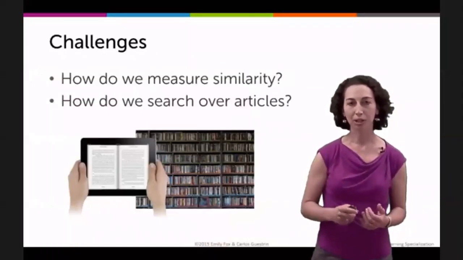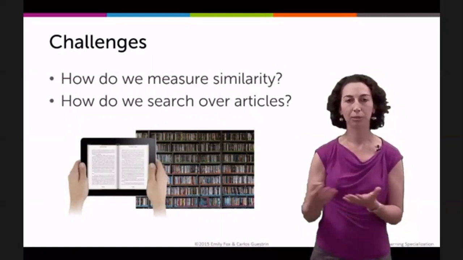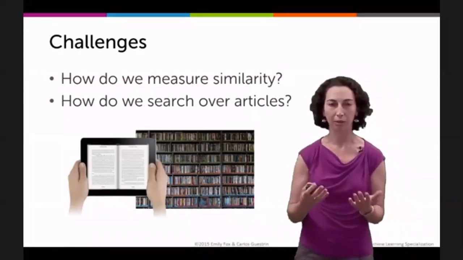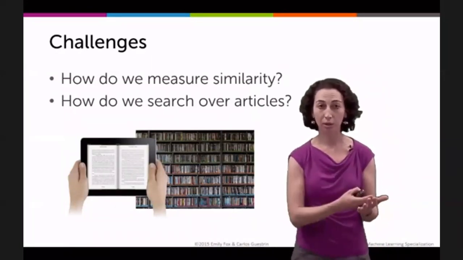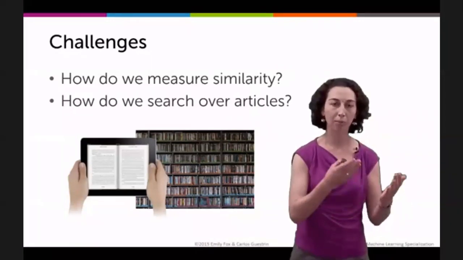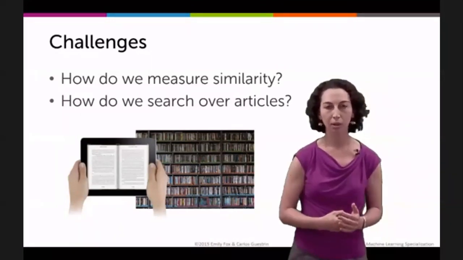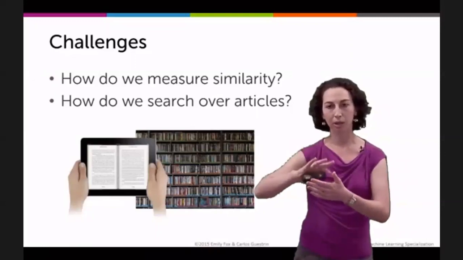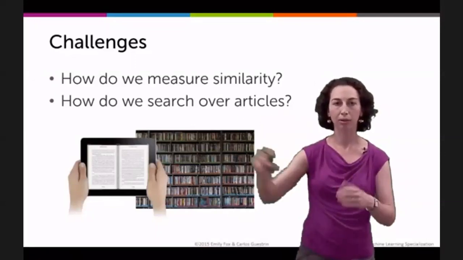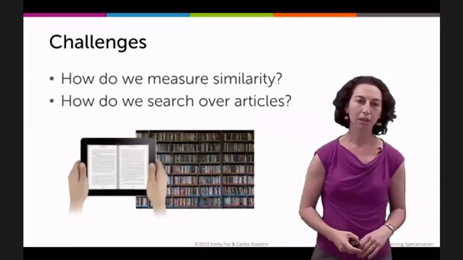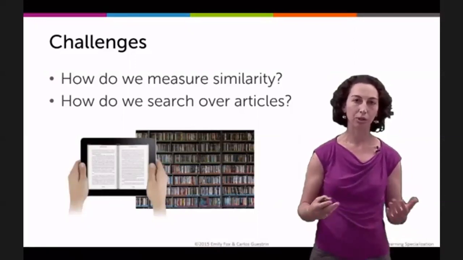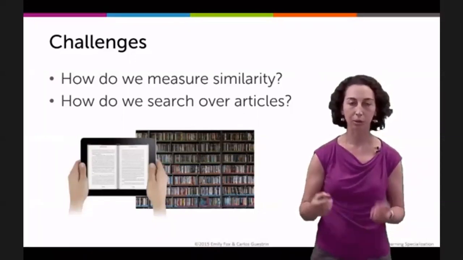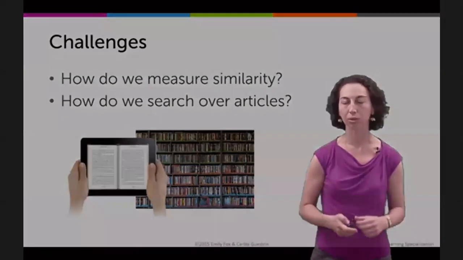But the questions here are, first, how do we measure similarities between articles? We need to have that in order to say that this article is similar to the one that he's reading now and might also be of interest to him, or that here's a large set of articles that are very different and probably are not of interest to him. And then the second question is, how are we going to search over the articles that exist out there and retrieve the next article to recommend?